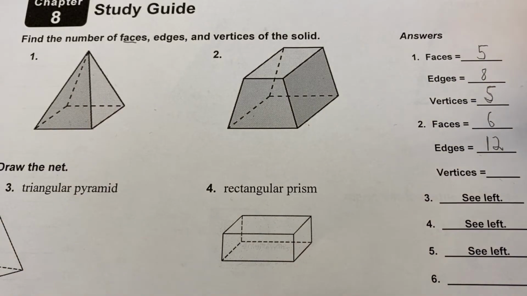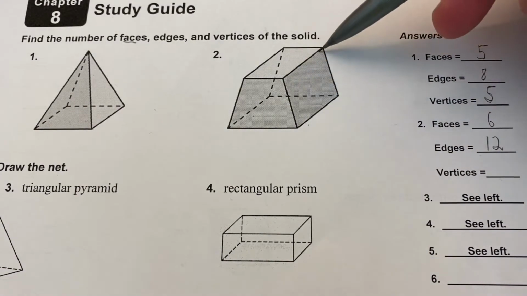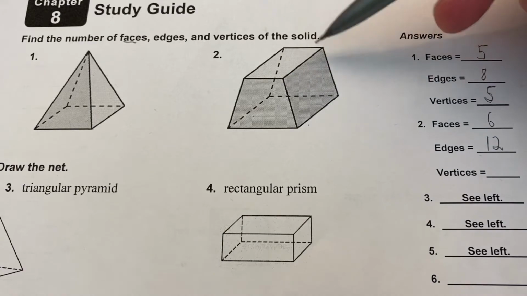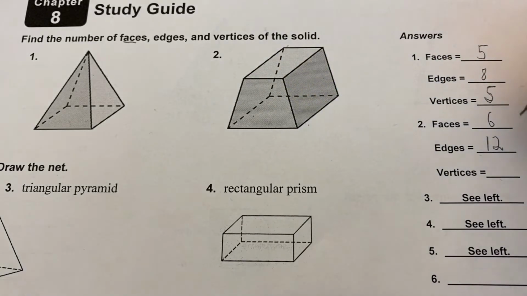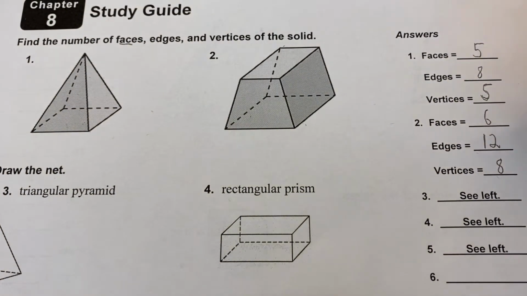Number of vertices, remember each corner where 3 different faces meet. So we have 4 on our top and 4 on our bottom. So that means we have 8 vertices. So that's how you identify faces, edges, and vertices of a solid.